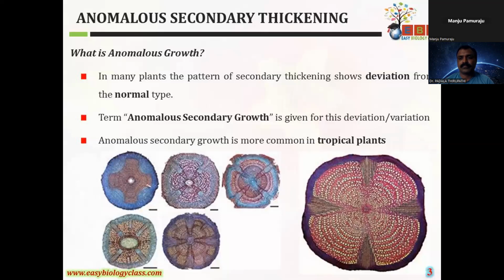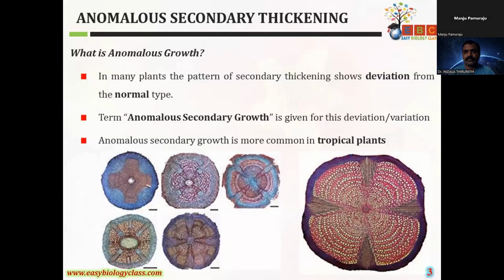So today's topic is anomalous secondary growth in monocots. Generally we already know about this anomalous growth, that it is not the common growth. It occurs due to abnormal activity. Here the secondary growth occurs due to abnormal activity, so it is called anomalous growth.